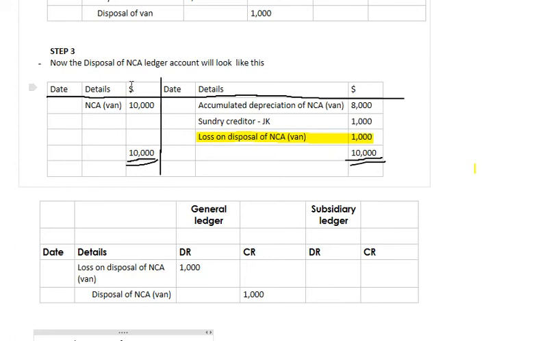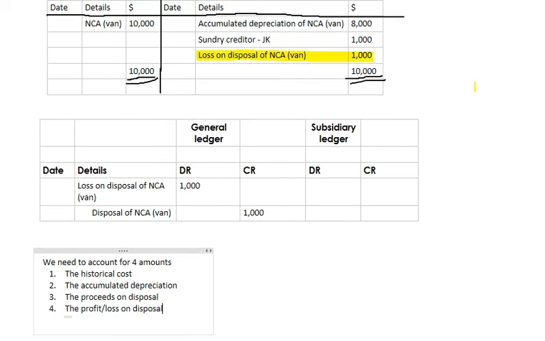And then just like any account, we'd balance it. So we'd have $10,000 on this side, and ignoring what's highlighted in yellow, $9,000 here. So this indicates that we're then going to have a loss on the disposal of the van for $1,000. So then we've got our $10,000 matched. So the general journal entry for that is here. It's a loss, it's going to be an expense, so it's a debit, and we credit back to disposal of the van, which you can see there.